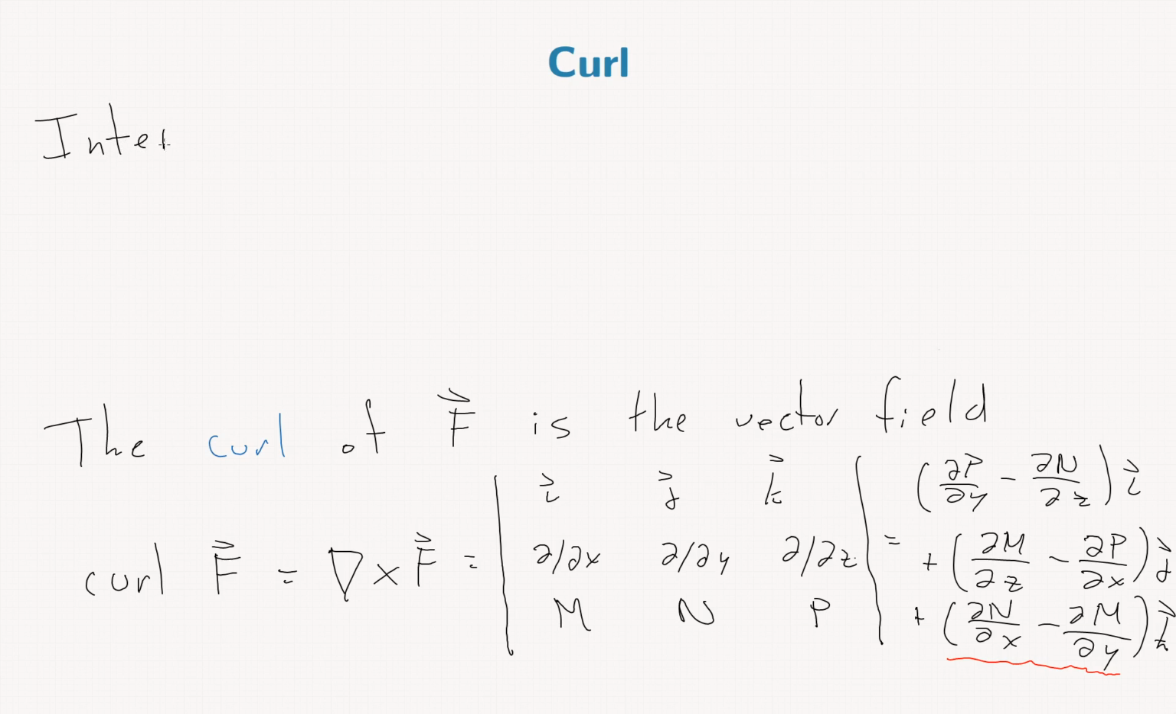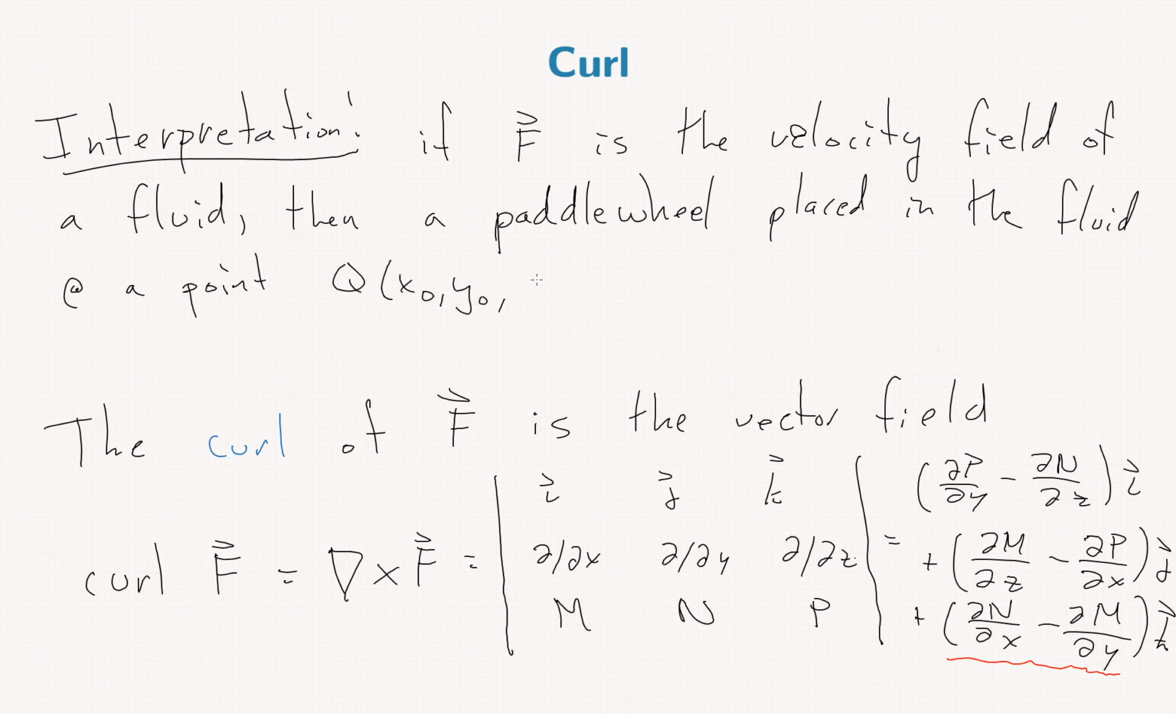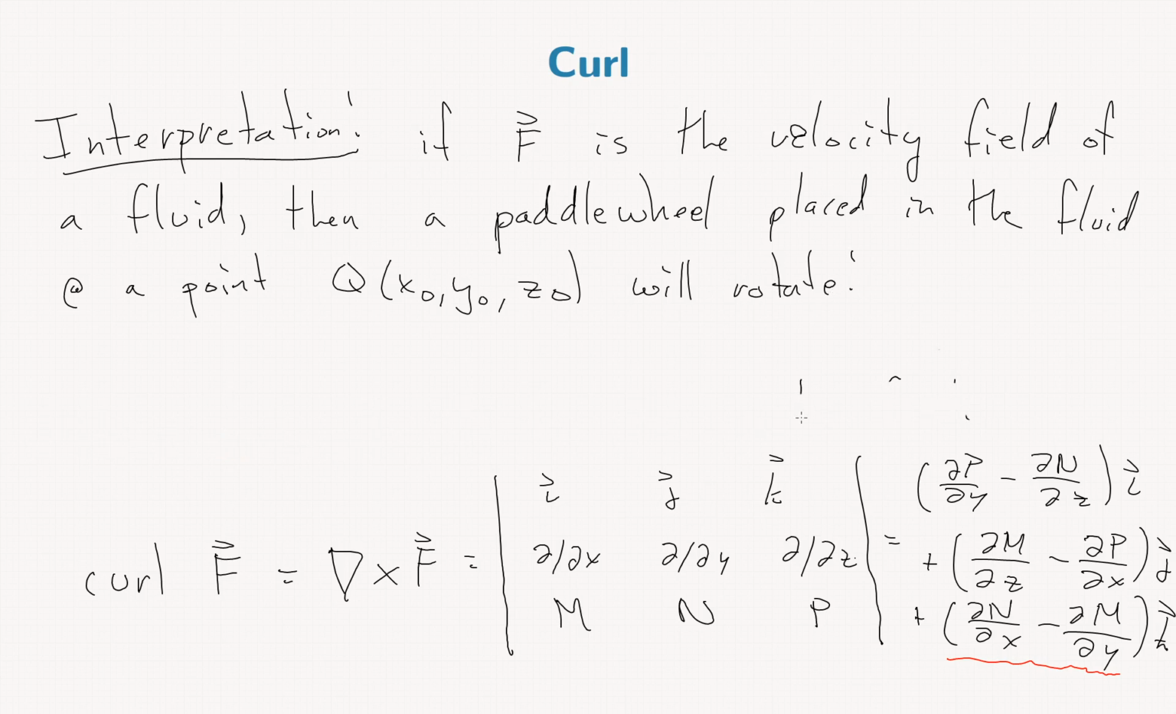So, interpretation: if F is the velocity field of a fluid, then a paddle wheel placed in the fluid at a point, let's call it Q = (x0, y0, z0), will rotate, so first this will rotate around an axis which is parallel to the curl vector.